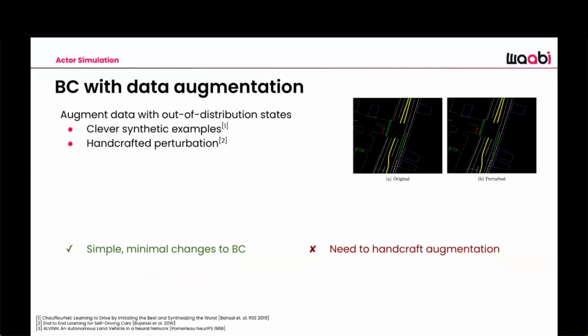And another approach is to use data augmentation to make the policy more robust to out-of-distribution states. So for example, a clever way is to generate synthetic scenarios by perturbing the actor's trajectory and have it learn to recover from those perturbed states. Another way is to simply perturb the input data with random translations and rotations, right? And again, this approach is simple and minimally changes the behavior cloning setup. However, as with auxiliary losses, we still need to handcraft good data augmentation strategies so that we can expose the policy to out-of-distribution states that we expect the policy will actually encounter in closed-loop simulation.